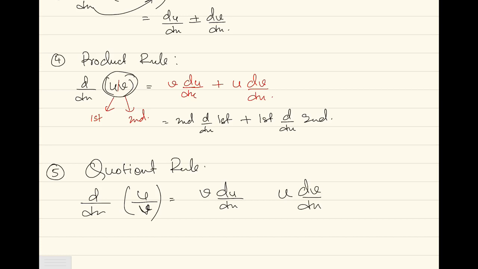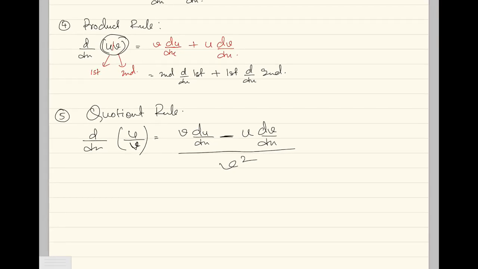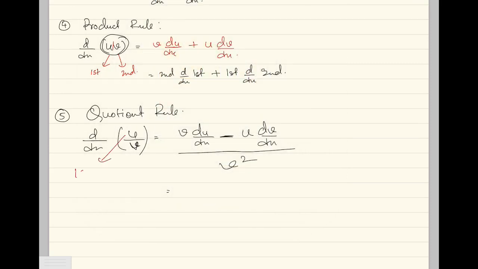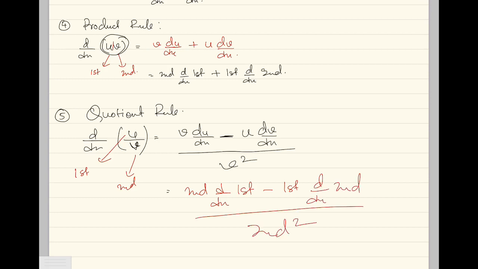Okay everyone, the sign in the middle will be minus, remember. Also, the denominator is followed by v square. So how do we write this in terms of first and second? If I consider u as first and v as second, then what do I write? Second ddx of first minus first ddx of second, divided by second square, correct? So that's how the quotient rule works.